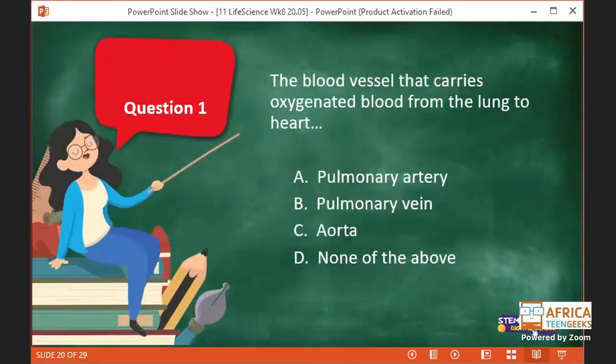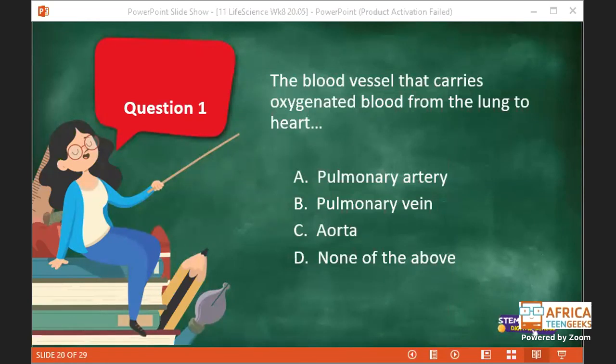Question. The blood vessel that carries oxygenated blood from the lung to the heart is A, pulmonary artery, B, pulmonary vein, C, the aorta, or D, none of the above. Please send through your answers to the group chat. The blood vessel that carries oxygenated blood from the lung to the heart, is it A, pulmonary artery, B, pulmonary vein, C, aorta, or D, none of the above?